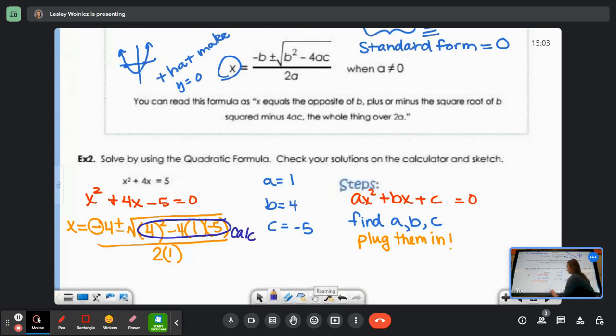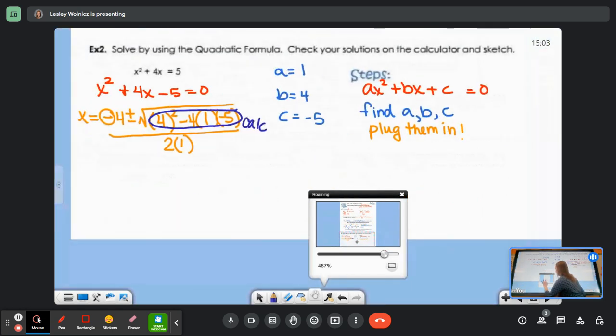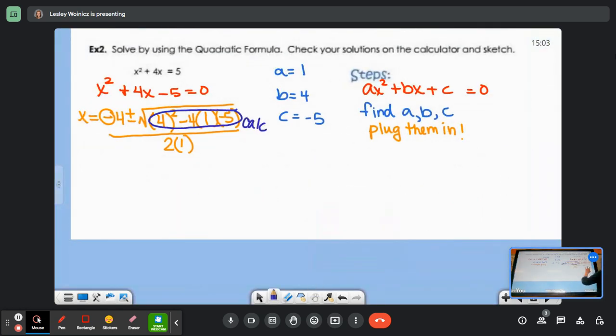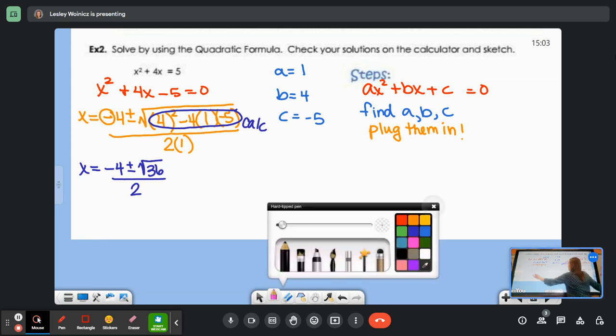So let me raise this up. We got x equals the opposite of 4 plus or minus the square root of 36, the whole thing, 2 times 1 is just 2, over 2. It's already looking less scary. Do we know what the square root of 36 is? Yeah, it's 6.